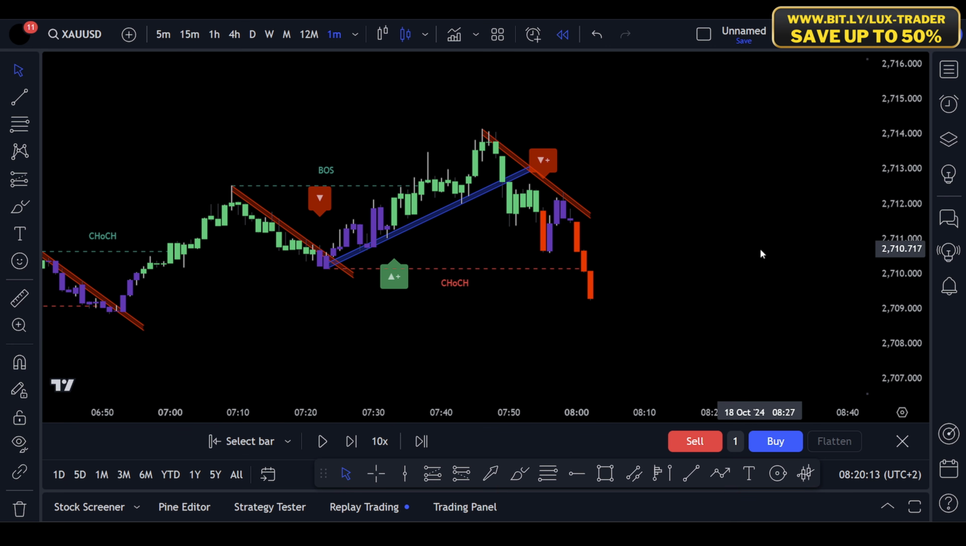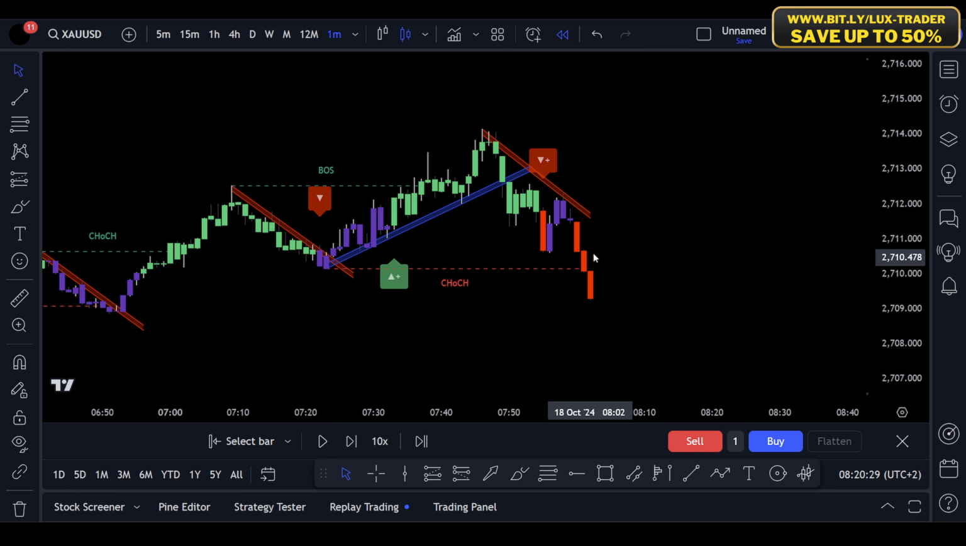Okay, now let's learn how to enter a sell trade. First, you want to see a red trend line appear, indicating a downtrend. Second, you need to see a sell signal. And third, within this downtrend, you want to see a red BOS or chalk label appear. Once all these conditions are met, you can enter a sell trade.